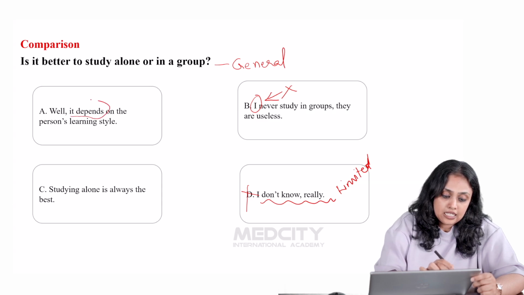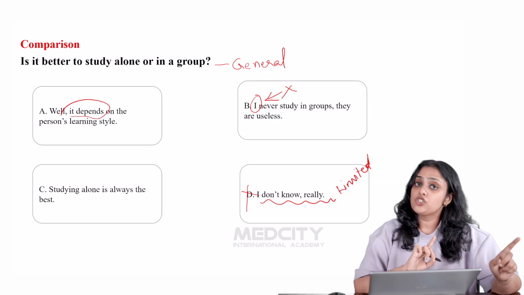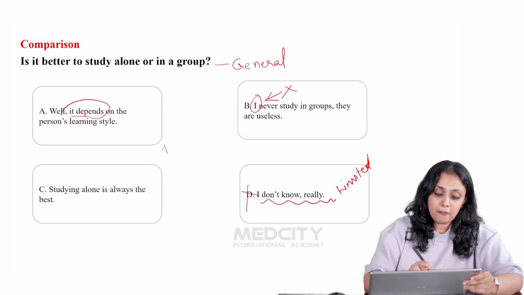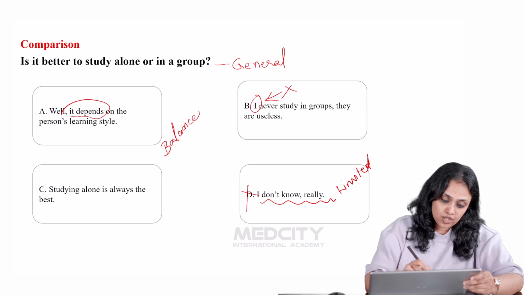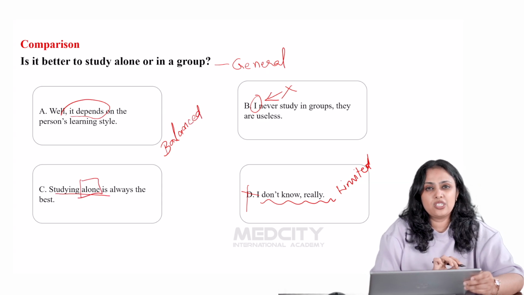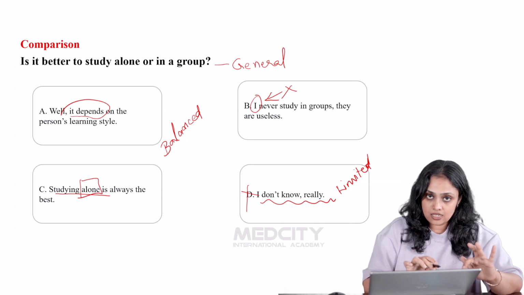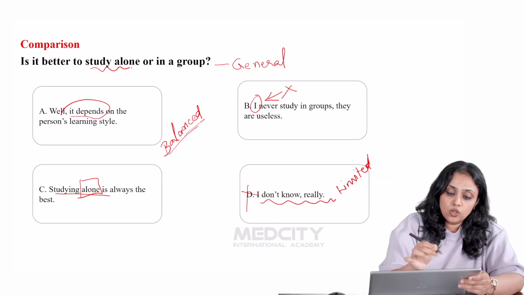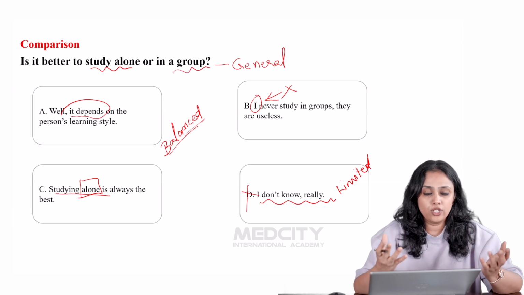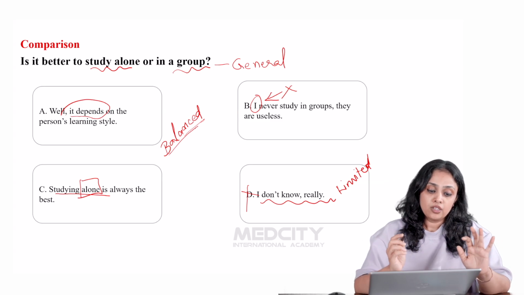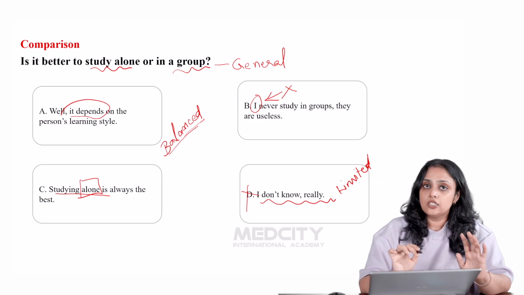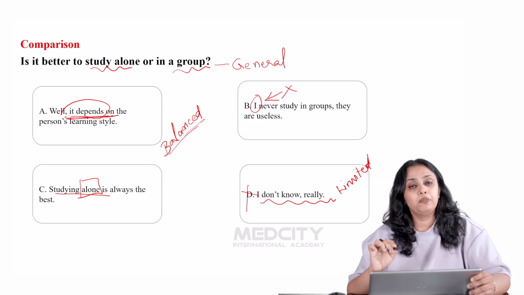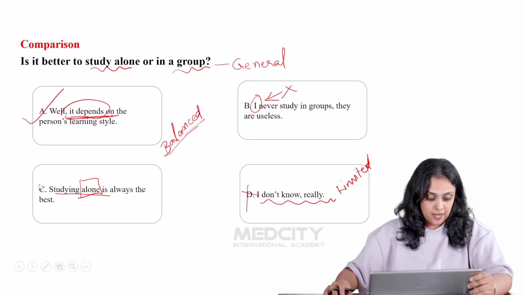Now, between A and C, C says that studying alone is always the best. A says that, well, it depends on the person's learning style. Just like I've mentioned before regarding opinionated questions, when questions related to comparison come, here also it's always good to go for a balanced approach rather than choosing one extreme side. Here, this is an extreme option. Studying alone is always the best. But if you go for a balanced approach, the advantage is that you get to speak regarding both the aspects, studying alone as well as studying in groups. So you get to speak more, you can express your language skills there. And the examiner would be looking at that. So just like opinionated questions, here also if you go for a balanced approach by saying that it depends, it would be a better choice. So for that reason, we can go with A.